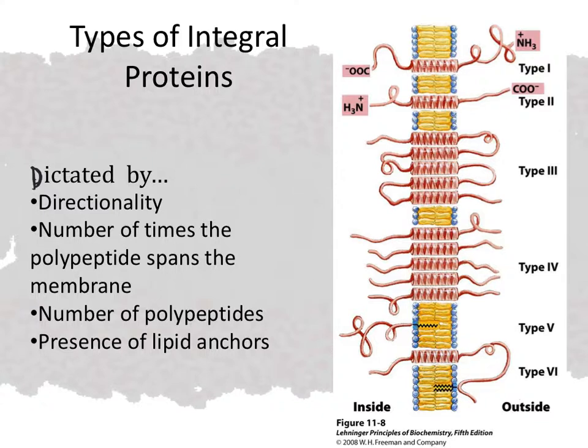Okay, so these are the different types of integral proteins. I do expect you to know them. There are 6 types. They're divided up based off of the directionality. They also are based off of the times they transverse the membrane, and whether or not they have lipid anchors. And also whether or not more than one protein comes together to form a big complex. I'll give you a moment to get caught up.